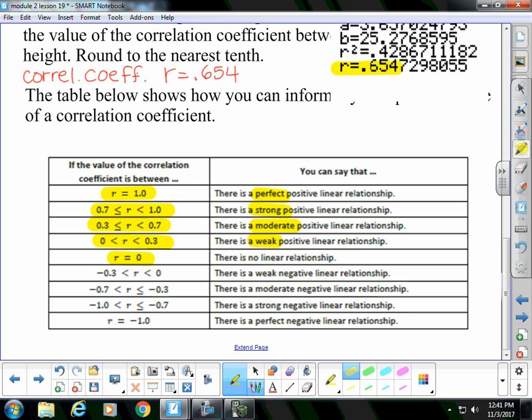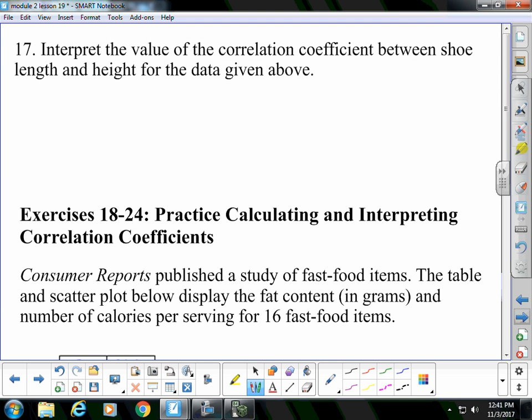So 0 is no relationship. And then on the negative side, it's the same exact thing. And that's how I was labeling the graphs, because I had this pretty much memorized. After you look at it a few times, you start to know. So in this case, because it's 0.6, 0.6 would fall in here between 0.3 and 0.7. So this would be a moderate relationship. Okay, so it says interpret the value of the correlation coefficient between the shoe height. Okay, so it's a moderate relationship.